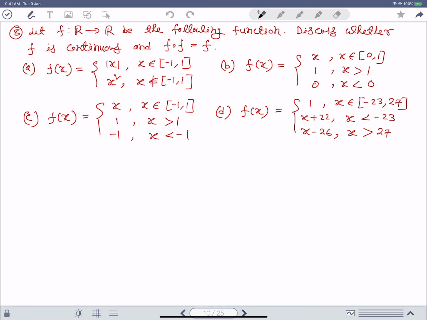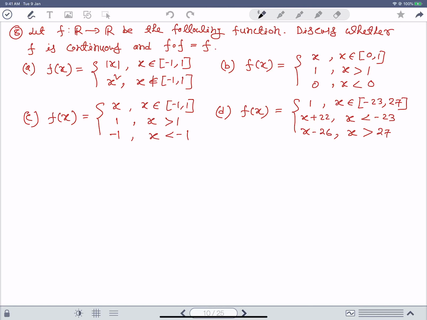Okay, so there is another problem. This is also simple, you can just trivially verify this one. I just took this problem from the NET question paper, I think. Now, this one is also simple. If you have f from R to R, we are following this function, and we have to check whether f is continuous or f compose f equals f.